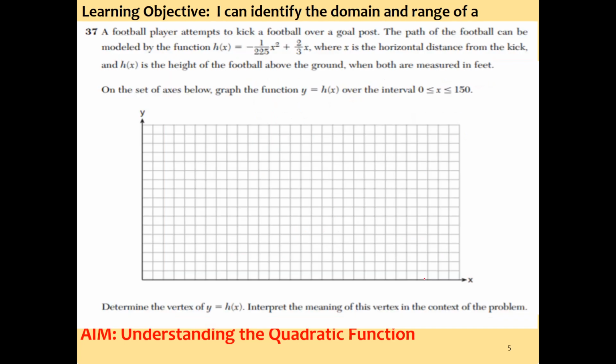Okay, this is a doozy of a problem. We're going to read it, and you're going to have to graph it, take a picture, and then post the picture in your notes. But it's not a hard problem. Okay, so a football player attempts to kick a football over a goalpost. The path of the football can be modeled with the function, and I'm going to take a picture of this.